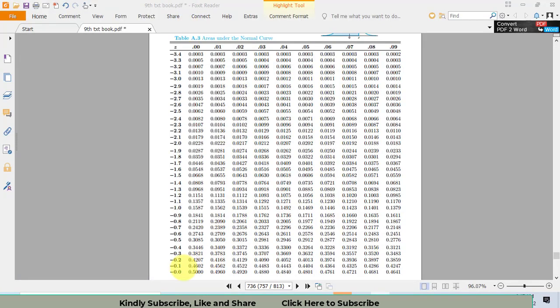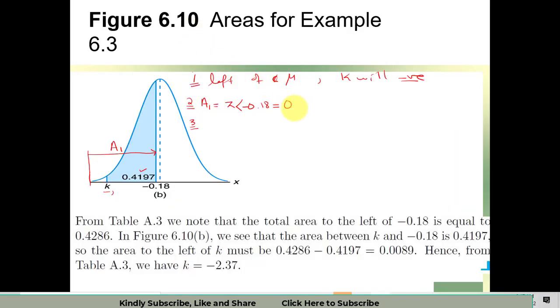The value is associated with minus 0.1, and here it is 0.8. So the value associated with these two values is 0.4286. Now it will be quite easy for you: we know that this area is equal to 0.4286, and you know the area between these 2 points is 0.4197.